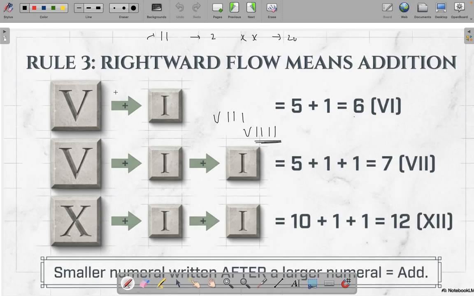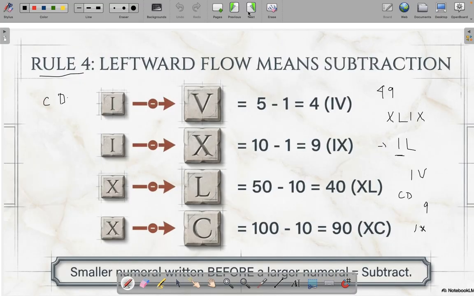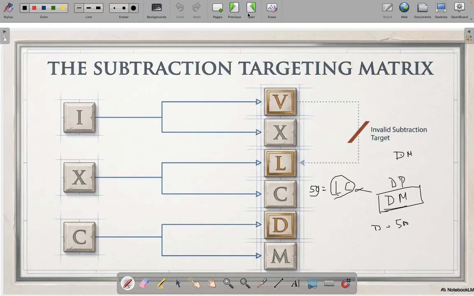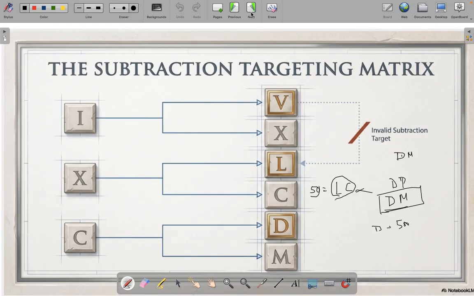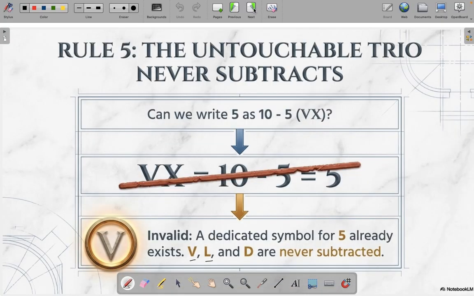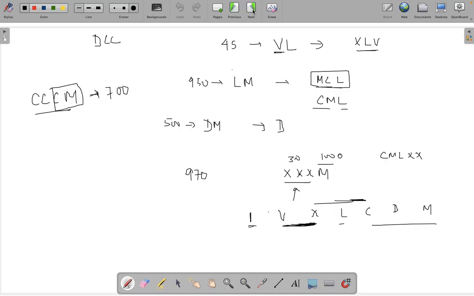The third rule said that if you have any small number to the right hand side, it would mean that right hand side is addition and left hand side is subtraction. So that was rule 4. And then again, you cannot subtract V, L, and D from any number. I can be subtracted from V and X, X can be subtracted from L and C, and C can be subtracted from D and M, and V, L, D can't be subtracted as they are violating rule number 2. Okay, this we have already seen.